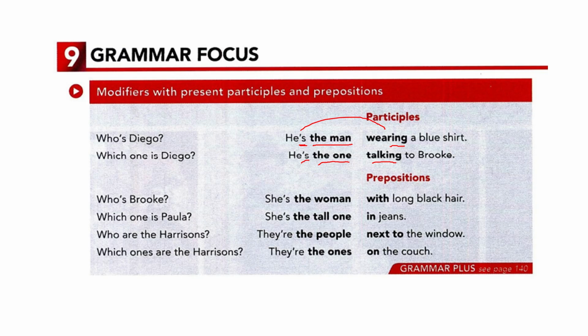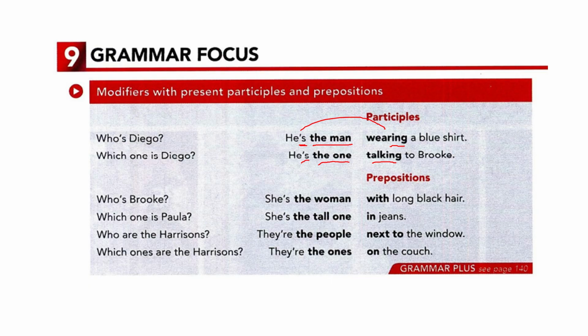It's the same idea. It's different ways that we have to identify someone. For example, who's Brooke? She's the woman with long black hair. Which one is Paula? She's the tall one in jeans. Who are the Harrisons? They're the people next to the window. Which ones are the Harrisons? They're the ones on the couch.